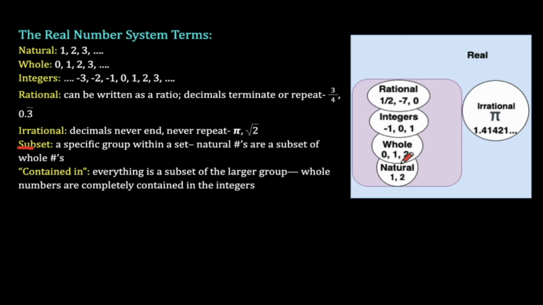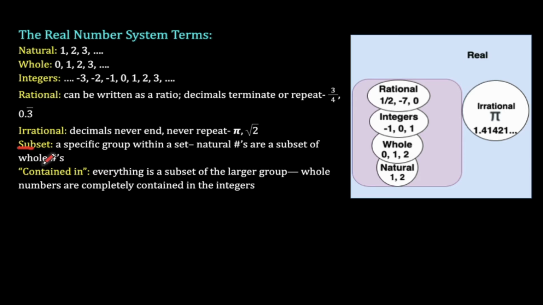So let's take a look at the natural numbers here. So natural numbers are a subset of whole numbers. So this means that whole numbers contain all of the natural numbers plus 0, okay? Which is why natural numbers are a subset. And notice that the natural numbers are below the whole numbers, okay?